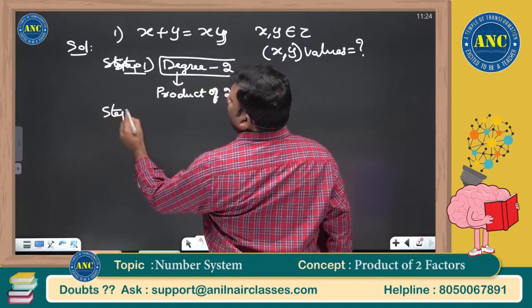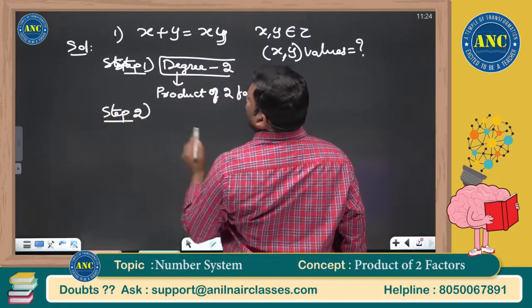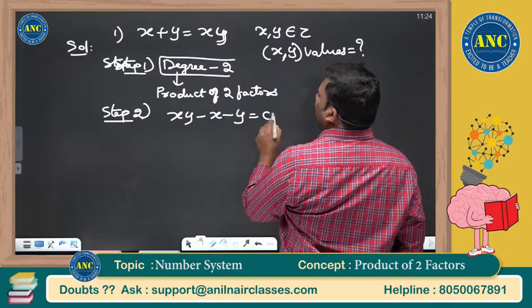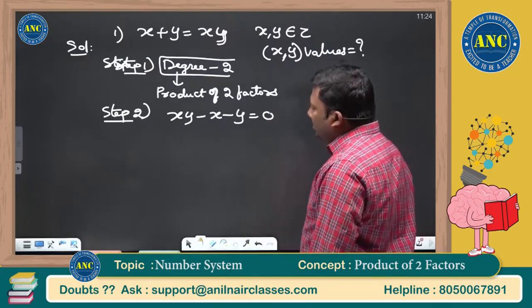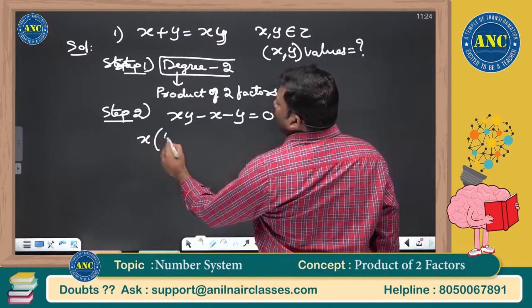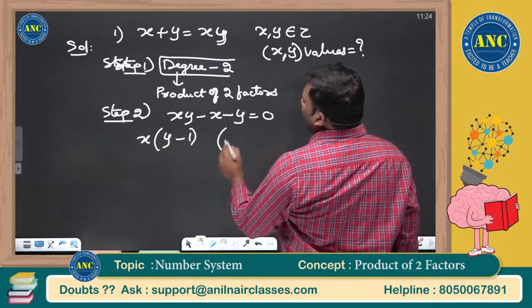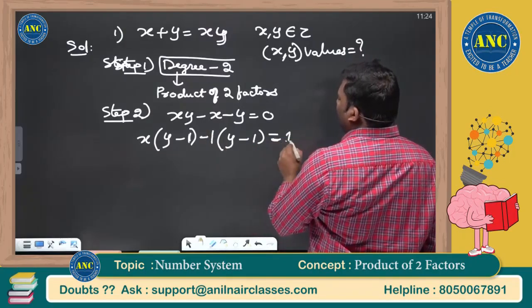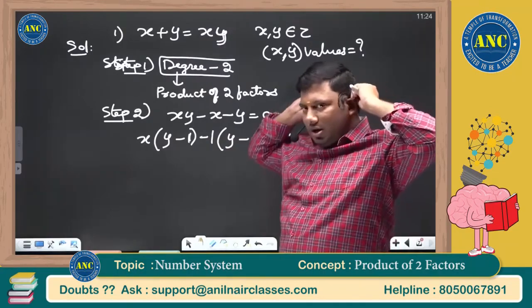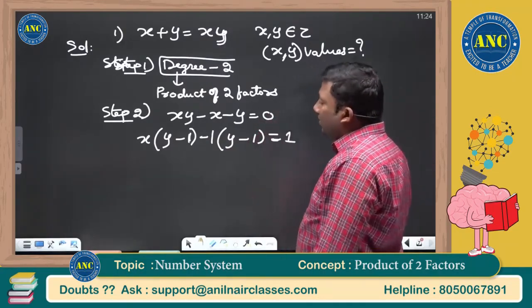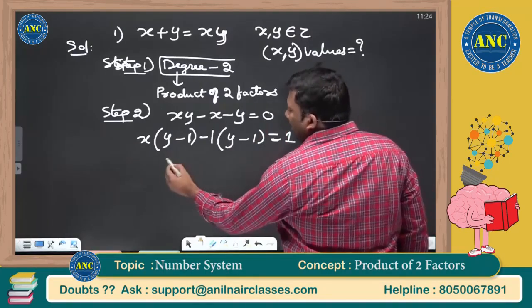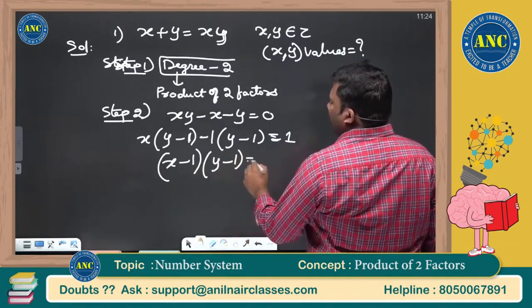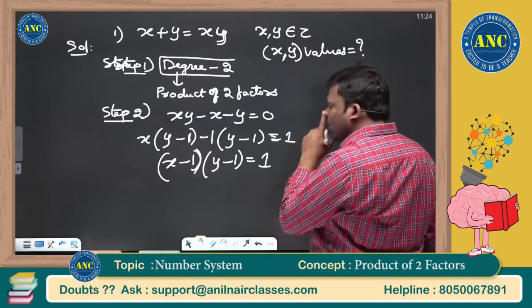Step number 2. How to write it as a product of 2 factors? I will push everything to the right hand side. xy minus x minus y equivalent to 0. If I take x common, remaining is y minus 1. Again, if I take minus 1 common from the rest, I am adding 1 on both the sides. Minus 1 into minus 1 is plus 1. So these are nothing but x minus 1 into y minus 1 equivalent to 1.